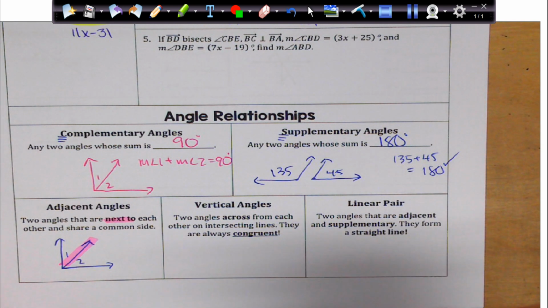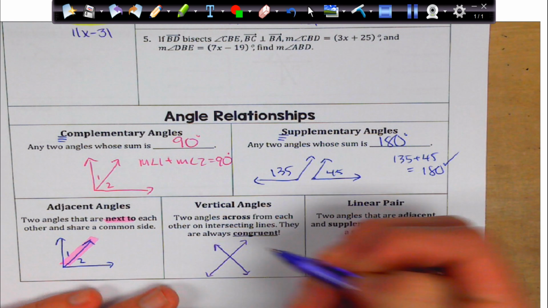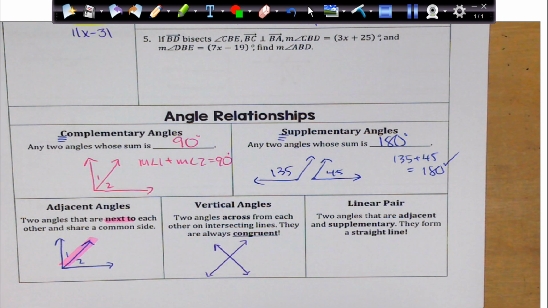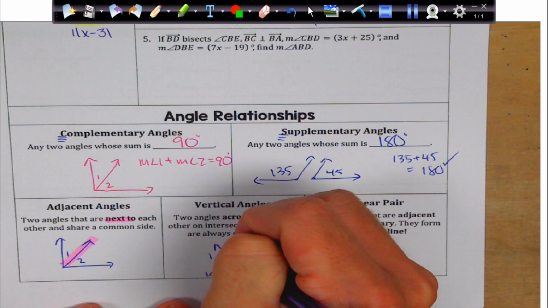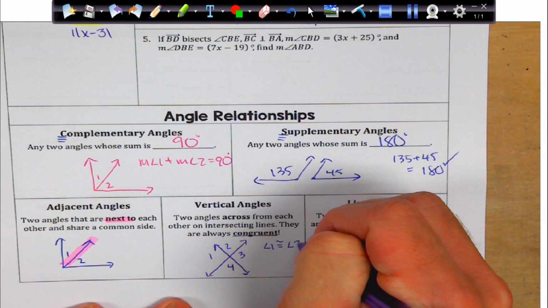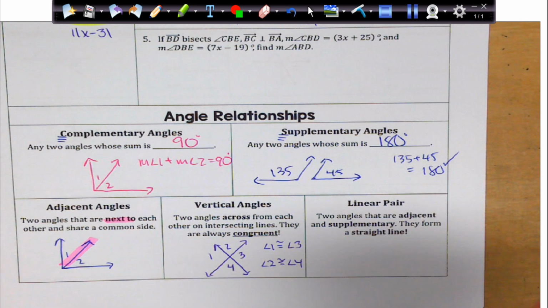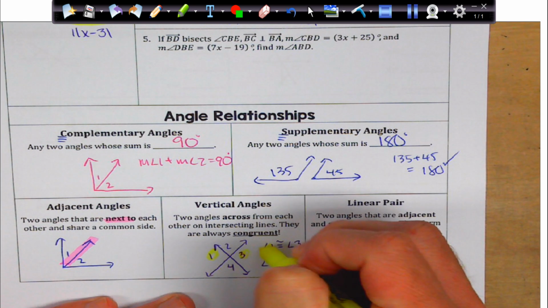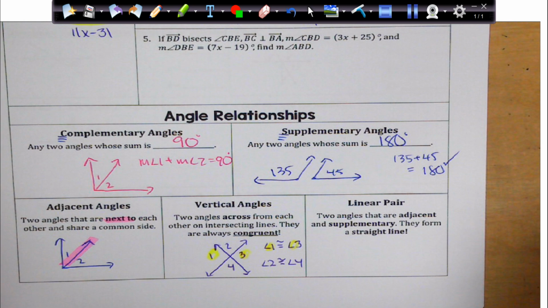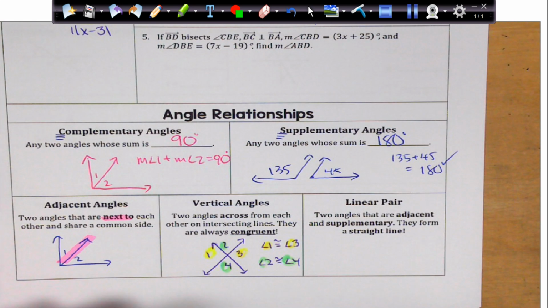Vertical angles are two angles across from each other and on intersecting lines, and they're always congruent. So if I had 1, 2, 3, 4, I would say angle 1 is congruent to angle 3, and angle 2 is congruent to angle 4. So basically we would say our opposite angles are congruent in this diagram. And those are vertical angles. Again, notice that if we know something's congruent, that's going to help us set up an equation.